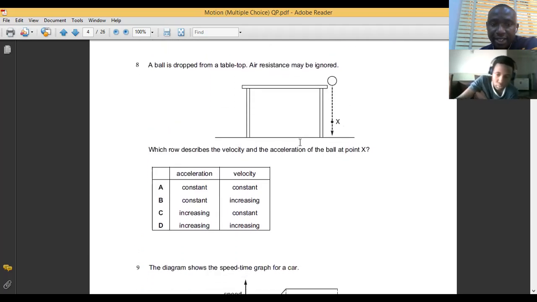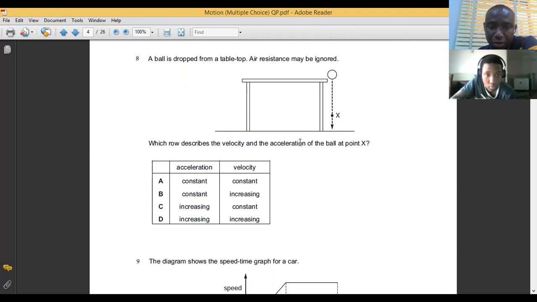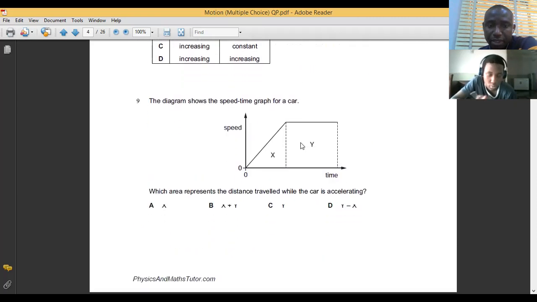Number 8. A ball is dropped from a tabletop. Air resistance may be ignored. Which row describes the velocity and acceleration of the ball at point X? Constant and increasing. B. Correct, the same thing, B.